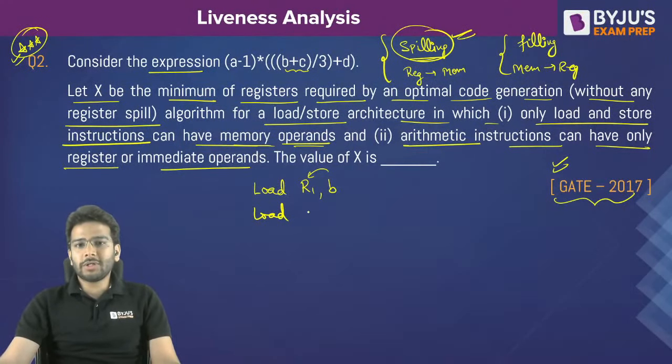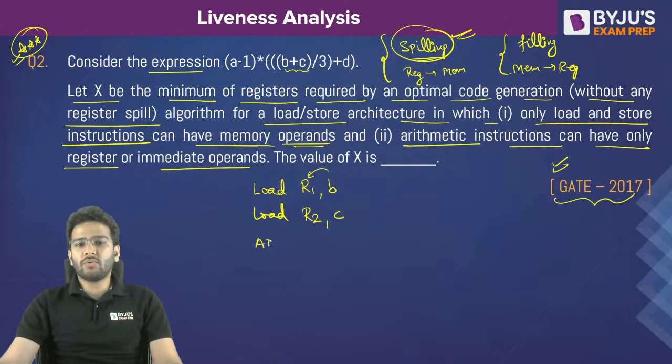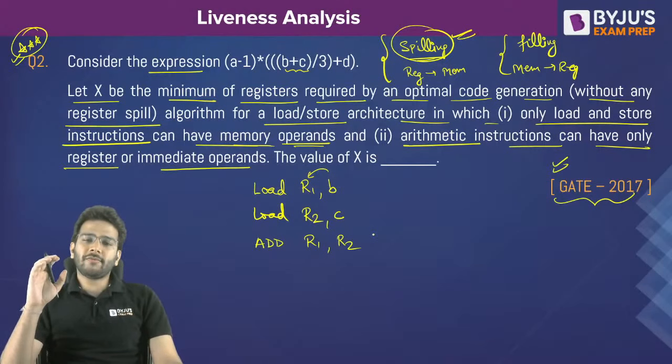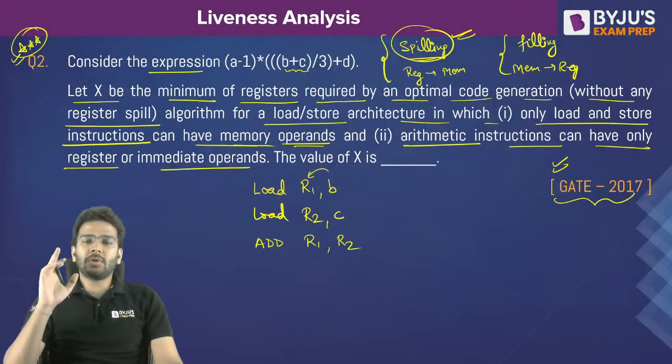First we need to load into the register. So here it is going to be R2 and let's say C. Now we have B in R1 and C in R2. Now we can perform addition. So we have the arithmetic operation addition, and let's say it is R1 comma R2. That means you are going to perform the addition of R1 and R2 and store the result back to R1.